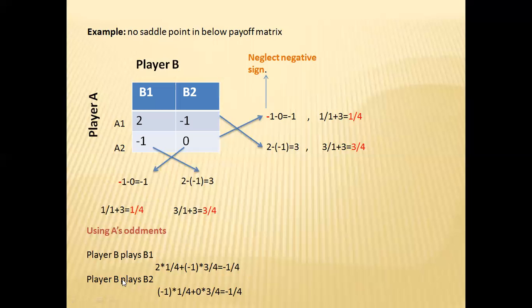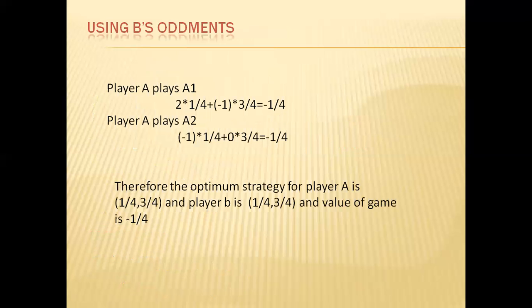Simultaneously regarding the B player also, minus 1 is the oddment element of A, so minus 1 into 1 by 4 is the answer, plus next 0, 0 into this 3 by 4. So 0 into anything is 0, and hence minus 1 into 1 by 4 leads to minus 1 by 4. That is if we assume these oddments of A. Simultaneously, if we assume these B elements as the oddments, then we will be taking these coefficient values as B, and the A's terminologies will be specified.